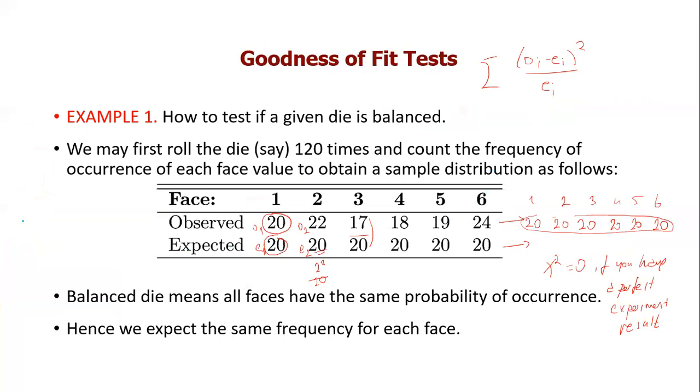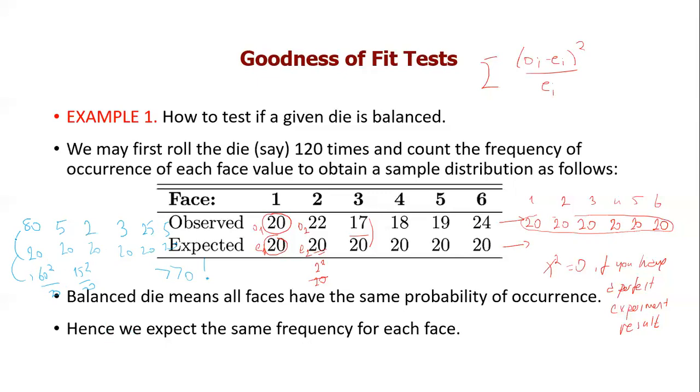So for example, if you just observe 80 ones, 5 twos, 2 threes, 3 fours, 25 fives, and 5 sixes. Then, if these are the observed values, you take the difference from the expected one, which is 20. So if you just take the difference, what you see is 60 squared divided by 20, and 15 squared divided by 20, and this will be a very large value.